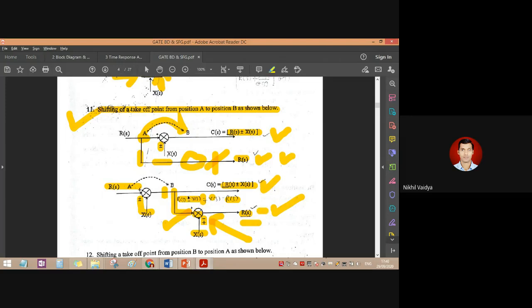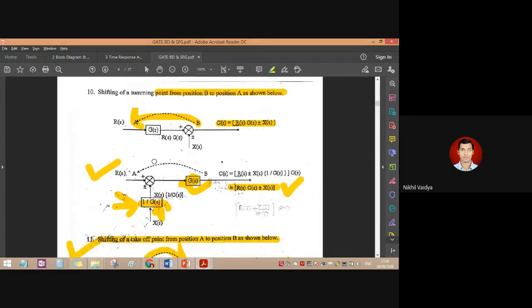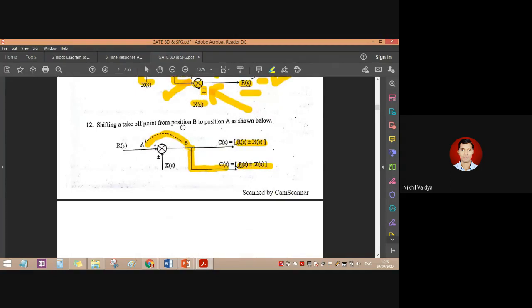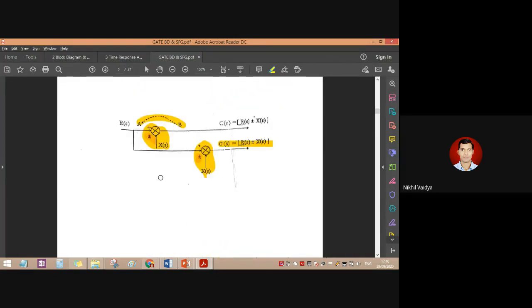So how will we get that? See this: x of s plus minus and x of s minus plus will cancel out, and here only r of s remains. So this r of s and this r of s will remain the same. So when we shift a takeoff point after the block, we have to add the inverse sign summing block into the path. And when we shift the takeoff point before the block, we have to add the similar sign summing block into the path. It will have unchanged positions here.